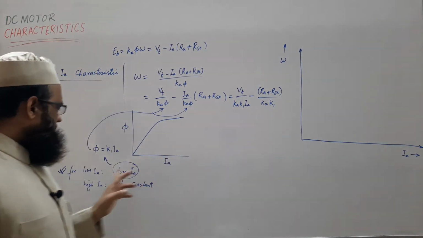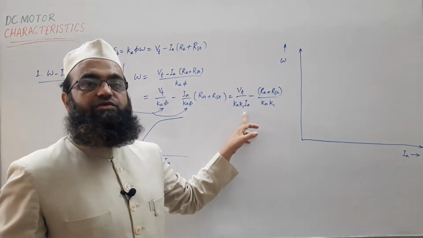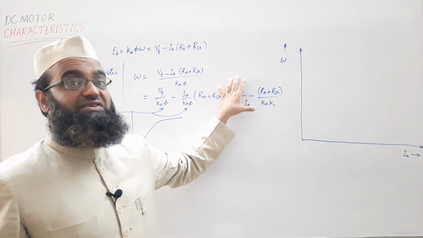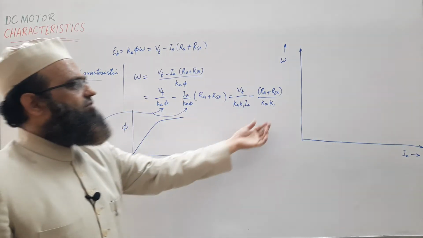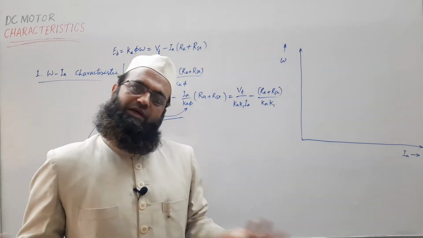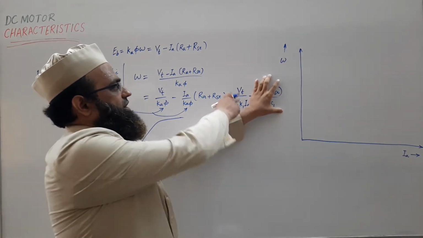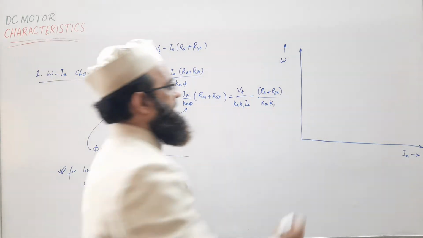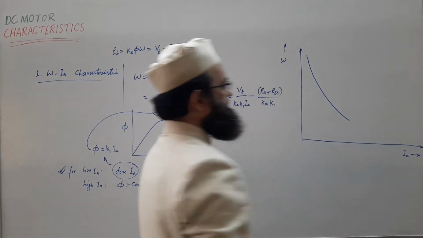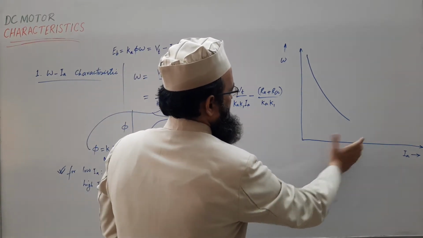We are talking about lower values of Ia, so this quantity will be very high. Suppose we substitute Ia as 0, what will it be? Infinitely large, dangerously large speed, minus some finite quantity, which remains infinitely large. And the variation of this quantity is a rectangular hyperbola like this. So we have discussed lower values of Ia.